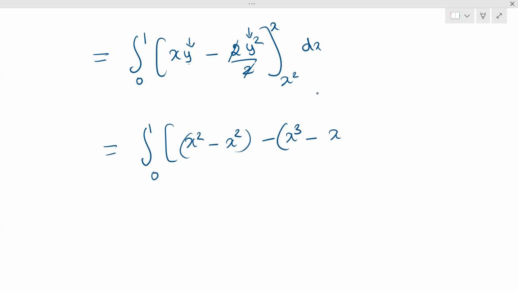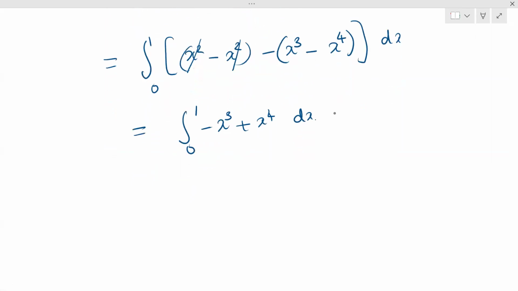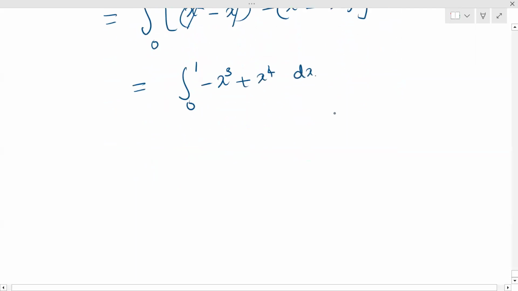Here substitute y equal to x square. x cube minus x to the power 4 dx. Here x square gets cancelled. So what we get? Integral 0 to 1 of minus x cube plus x power 4 dx. Now we have to do the integration with respect to the other variable x.